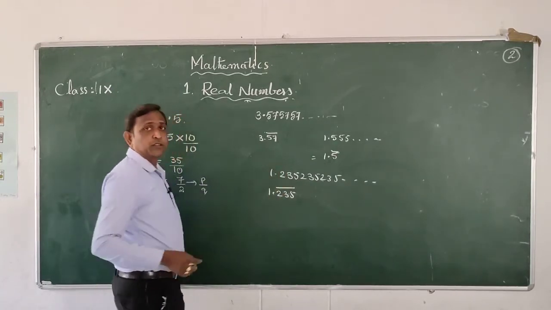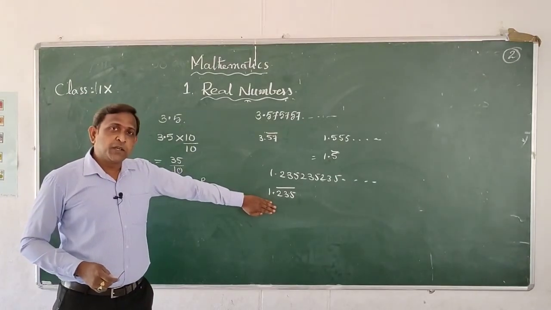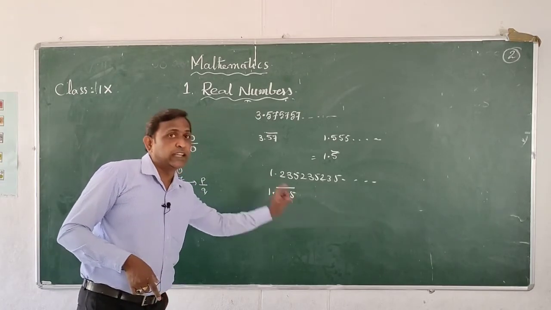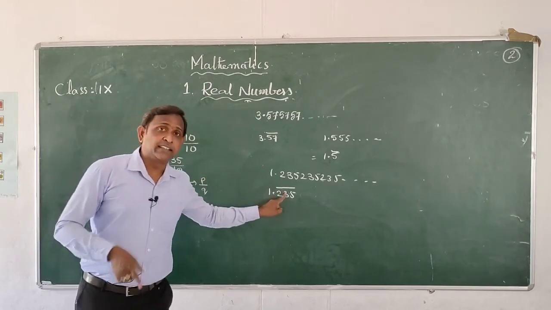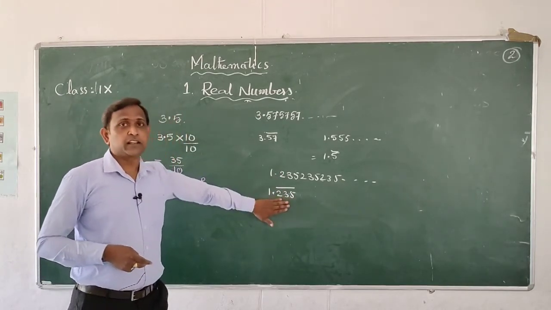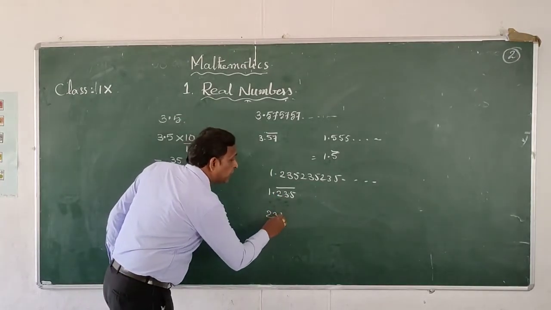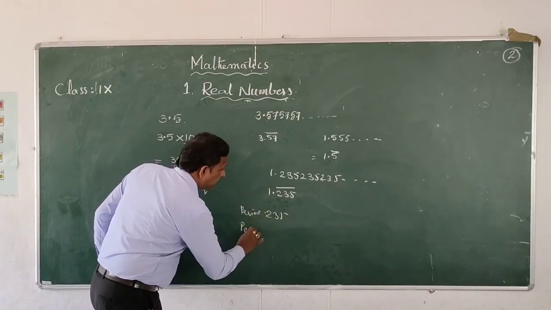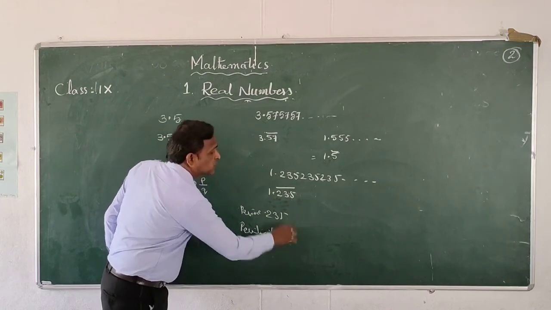1.235 with a bar over 235. To find the periodicity, you just have to count the number of digits under the bar notation. So 1, 2, 3. 3 digits are there under the bar notation, so the periodicity is 3. And what is the period? The number under the bar notation, that is 235. Then the period is 235, and periodicity is 3.